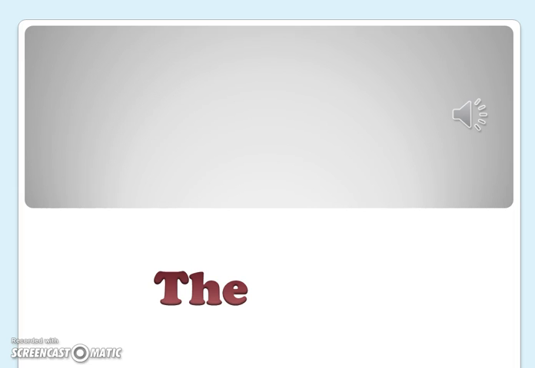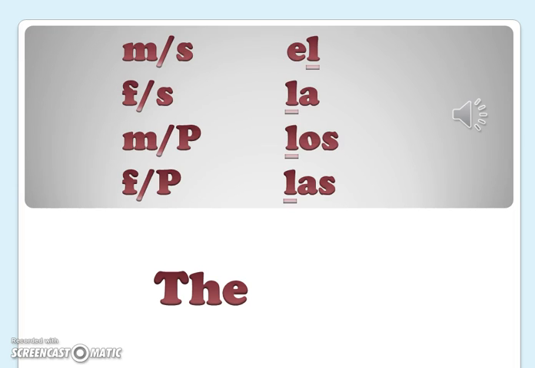All right, top left box on page 35. There are four words for the, just like there were four words for red or black or white. One's masculine singular, one's feminine singular, one's masculine plural, and one's feminine plural. So the masculine singular is el. Notice it does not have an accent because with an accent it means he. Feminine singular for the is la. Masculine plural is los, and feminine plural is las.